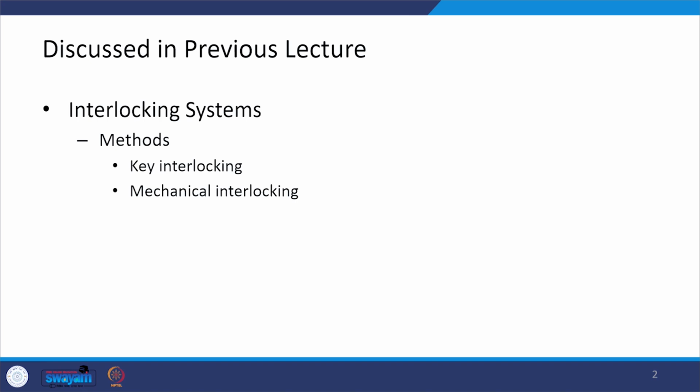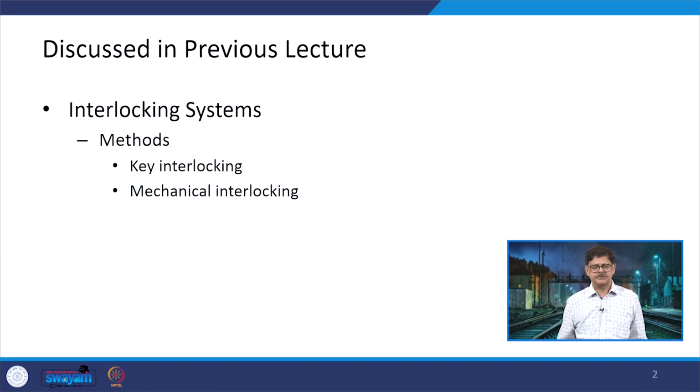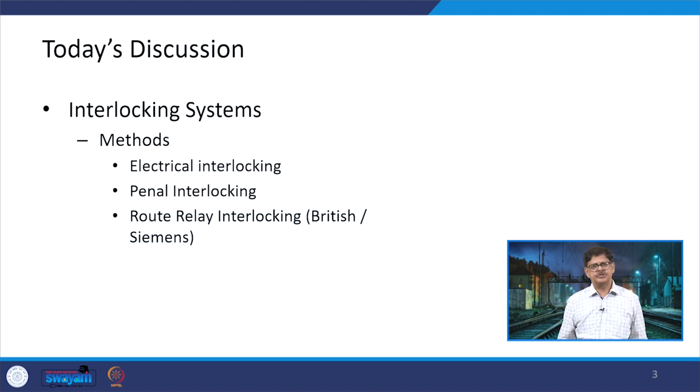There are other systems also which are available for the interlocking purposes, and we are going to discuss those types of interlocking systems today. We will be talking about the electrical interlocking, the panel interlocking and the route relay interlocking systems. And within the RRI system, the British system and the Siemens system, which are in use, we will be discussing the salient features of that.